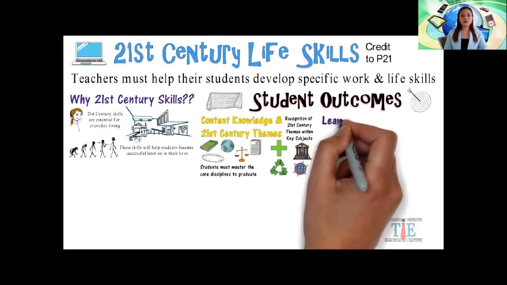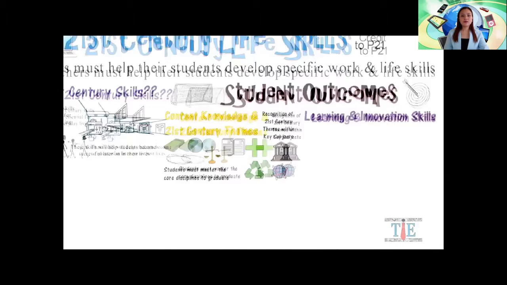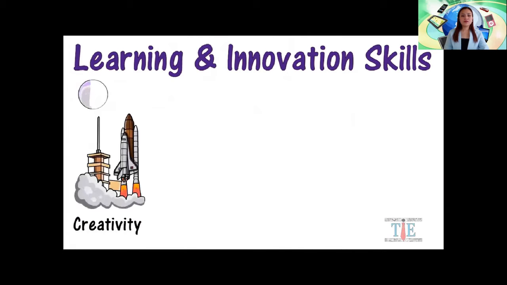Now on to the second student outcome, which is learning and innovation skills. These skills are broken down into the 4 C's. The first C is creativity. Students must come up with innovative ideas and then put those ideas into action.